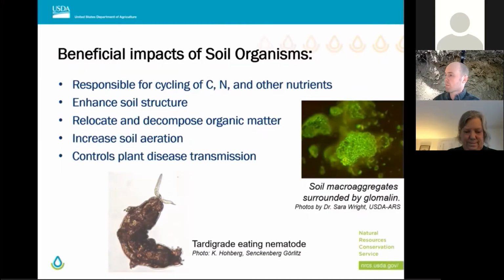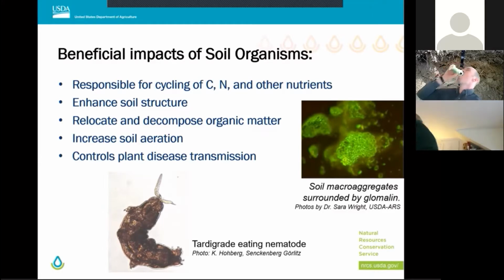Beneficial impacts of soil organisms are that they're responsible for the cycling of carbon, nitrogen, and other soil nutrients. They enhance soil structure. They relocate and decompose organic matter. They increase soil aeration, which has impacts to things like water and gas exchange that we'll talk about in a little bit. They can control plant disease transmission.